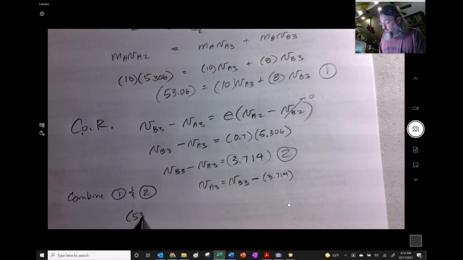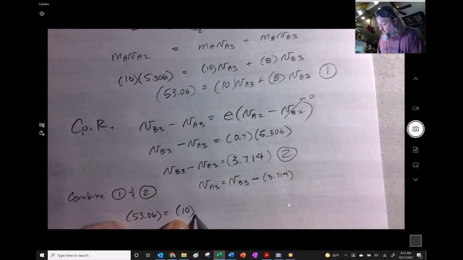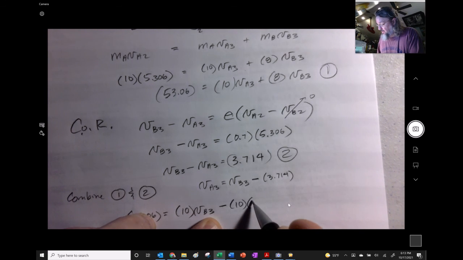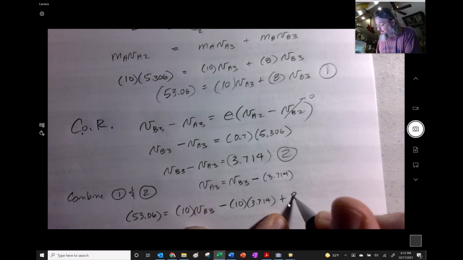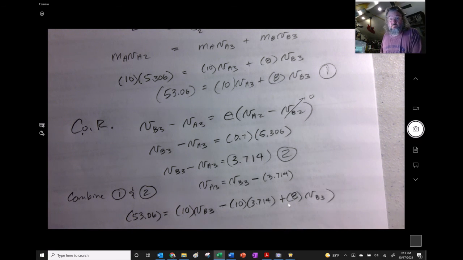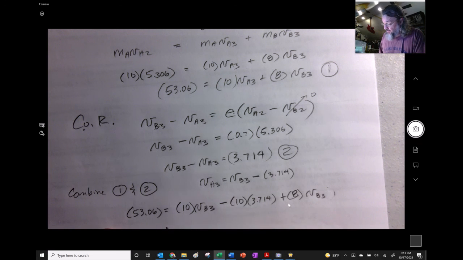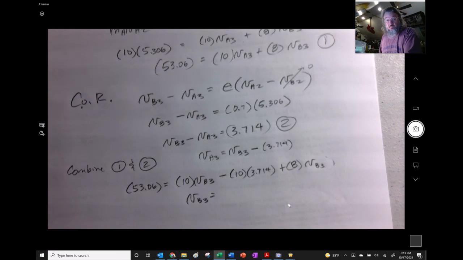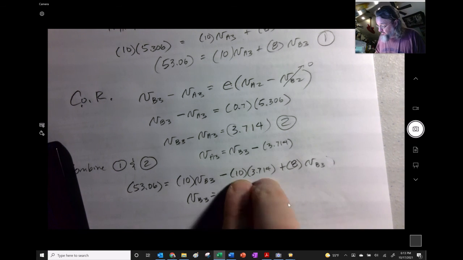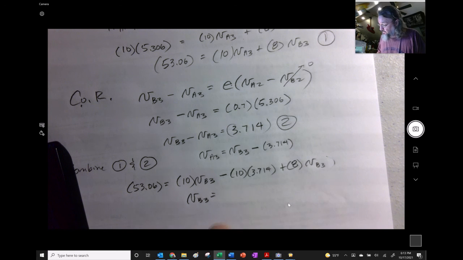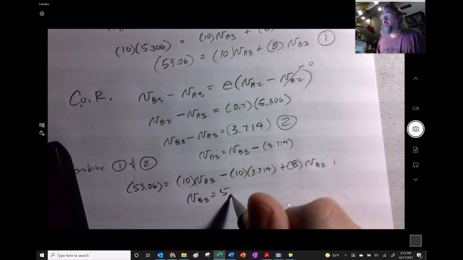So I get 53.06 is equal to 10 times VB3 minus 3.714 right here, and then plus my 8 VB3. I don't need that parentheses in there. So I can solve for my VB3. That gets multiplied by 10, and that comes over here, gets added to this right here. And then 8 and 10 get added together. So I divide that through.